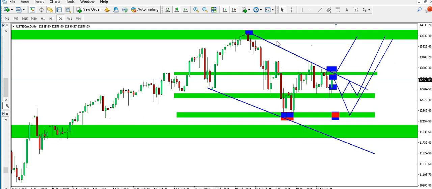But above all, I see this as a flag. I see this as a bullish flag. I expect price to go up. Okay, so that's that for the analysis.